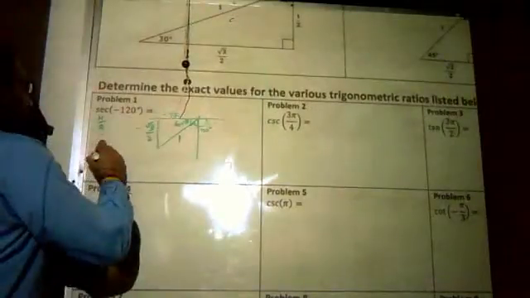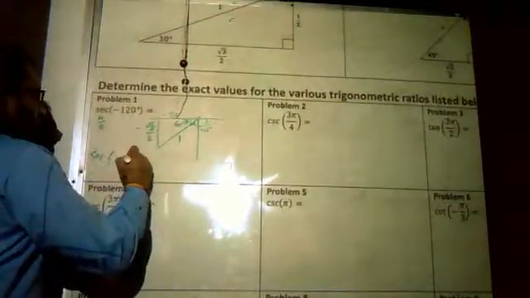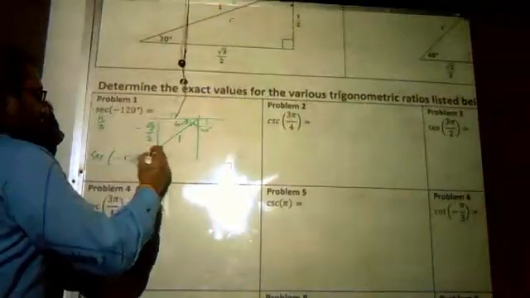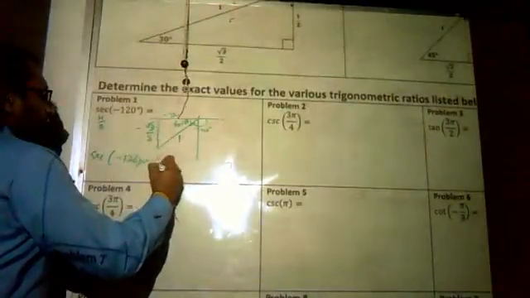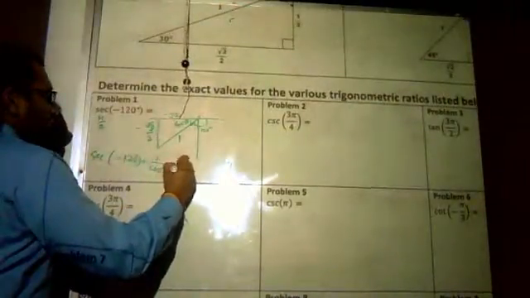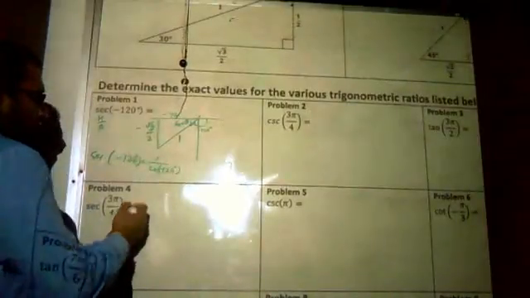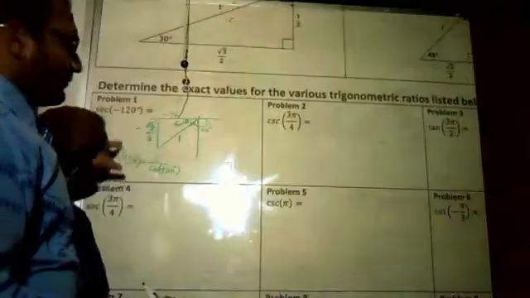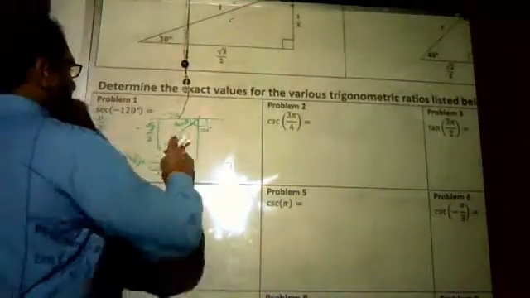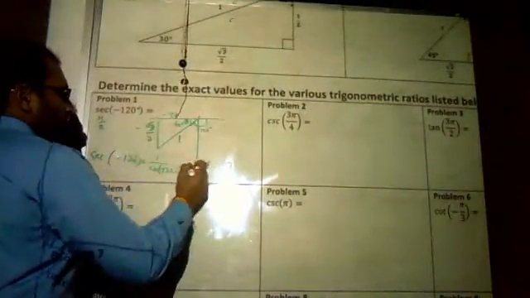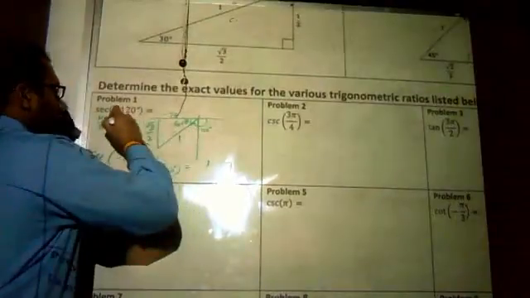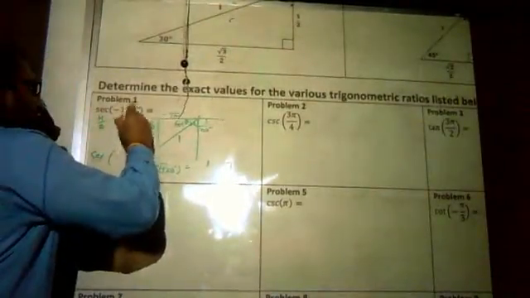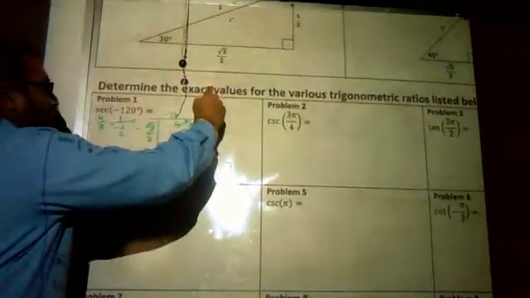So the secant of negative 120 degrees is the exact same thing as 1 divided by the cosine of negative 120 degrees. Or we could just use hypotenuse over adjacent. So it's the exact same thing. So hypotenuse is 1 divided by adjacent, which is negative 1/2. So 1 divided by negative 1/2.